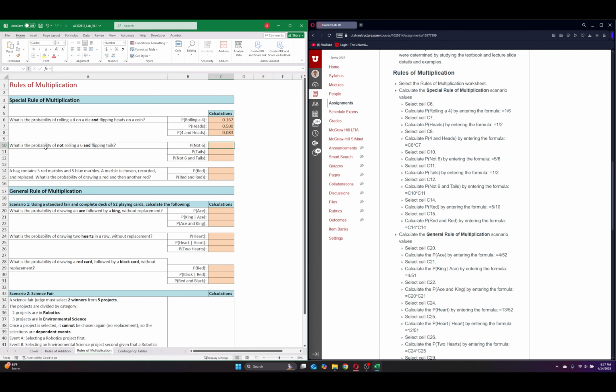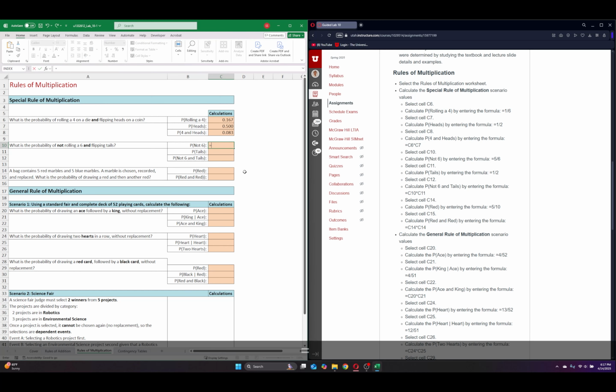Moving on, let's do the probability of not rolling a 6 and flipping a tails. This one right here would be equal to 5/6. This one right here is going to be the same as before, 1/2. And we're going to do the same thing here. We're going to multiply these through. We're going to get 0.417.